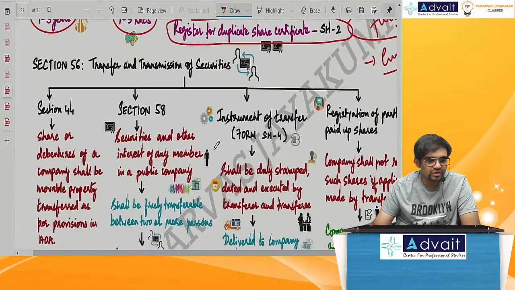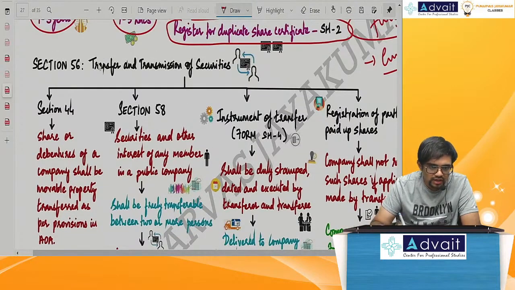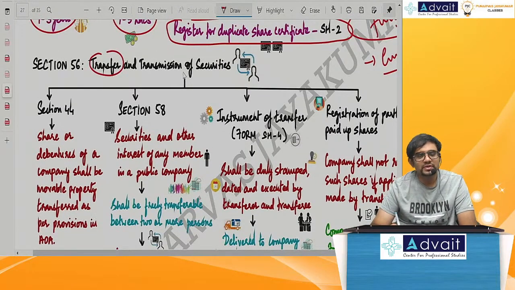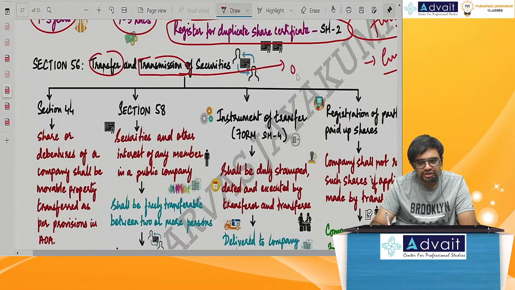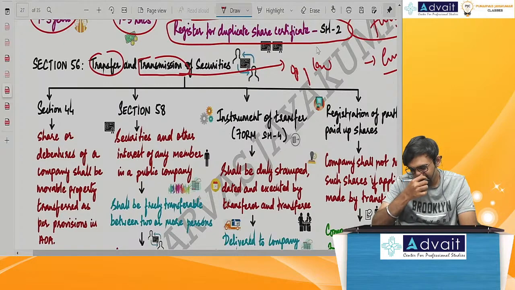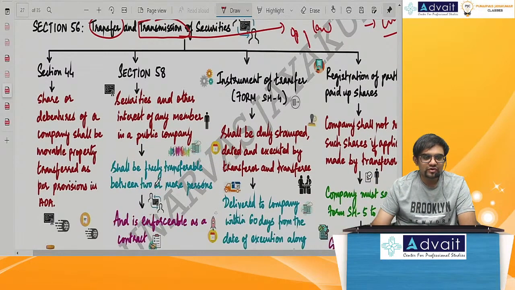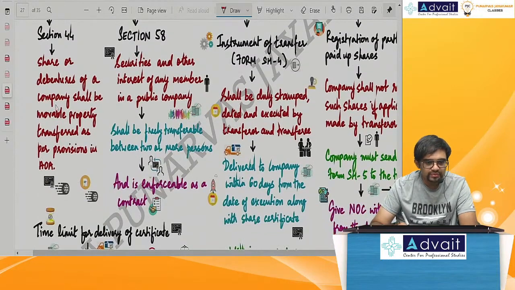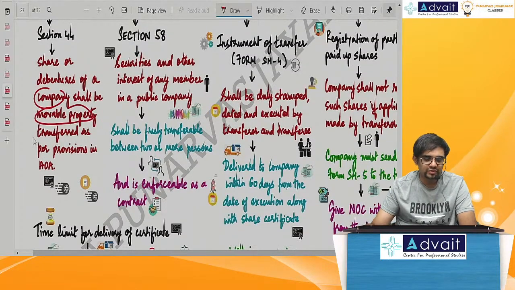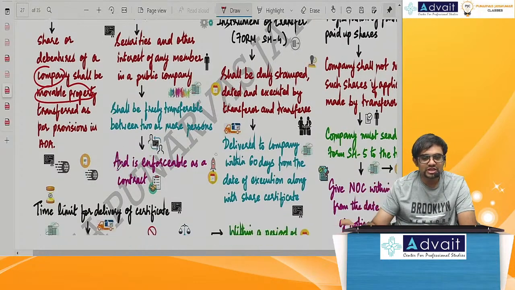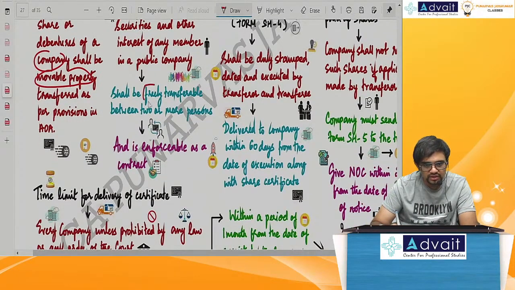Next part, buddies, is the concept of transfer and transmission. Transfer is to transfer the shares from one person to another person. Transmission is, as I told you, by operation of law: death, disqualification, insanity, any of these reasons. Section 44 says shares or debentures of a company shall be movable property. We know that. Section 58: securities and other interest of any company shall be freely transferable.